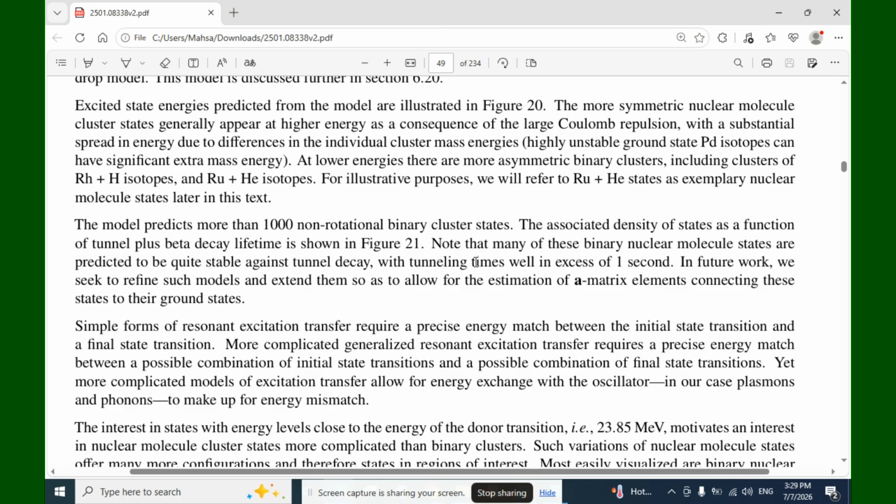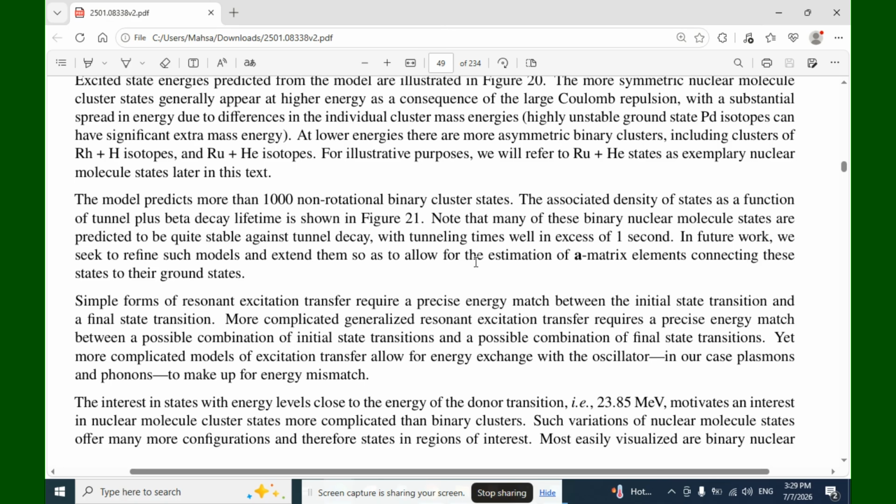In future work, we seek to refine such models and extend them so as to allow for estimation of matrix elements connecting these states to their ground states. Simple forms of resonance excitation transfer require a precise energy match between the initial state transition and a final state transition. More complicated generalized resonance excitation transfer requires a precise energy match between a possible combination of initial state transitions and a possible combination of final state transitions.